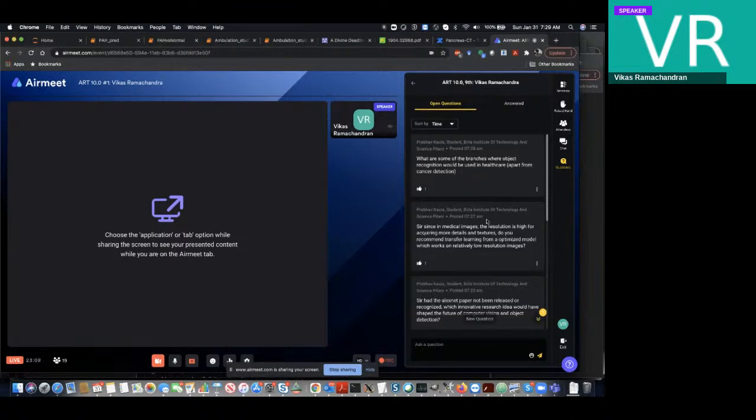Okay, let me look at what are some of the branches where object recognition would be used in healthcare. Some of the other applications I've looked at, it doesn't have to be just cancer. For example, in surgery videos, people want to detect different objects. When you're doing robotic surgery and you have the surgical video feed going live to the surgeon, they want to detect what are the different instruments which you have inserted in the patient's body.